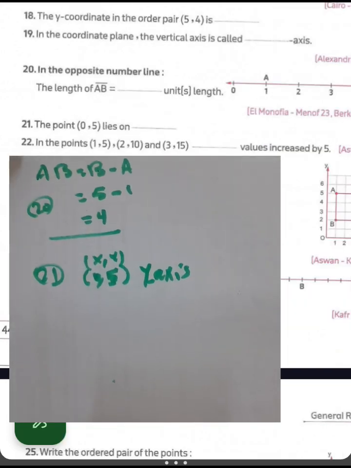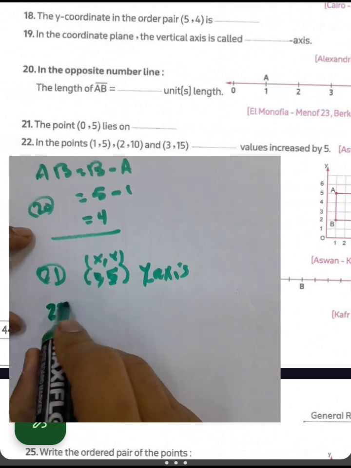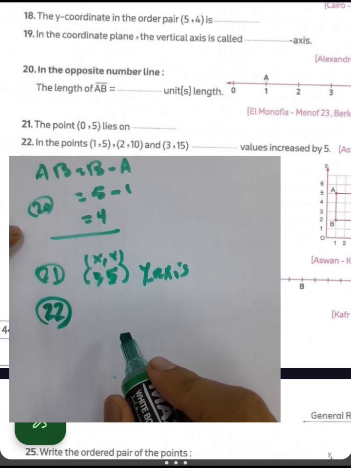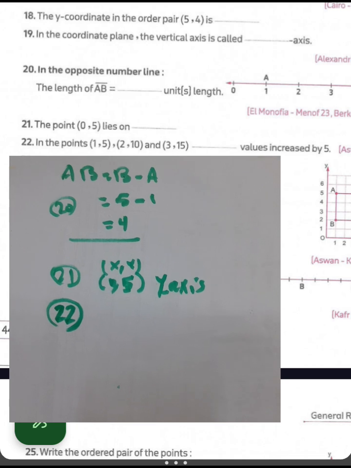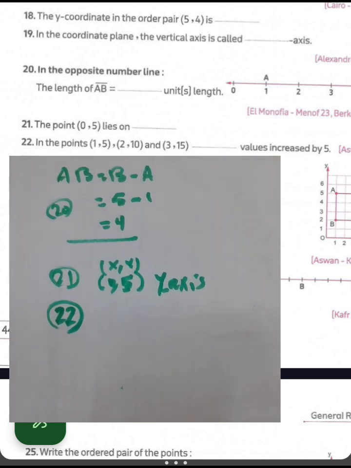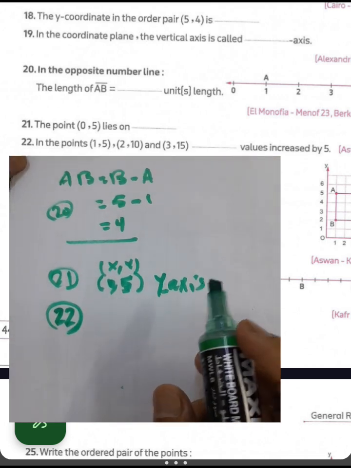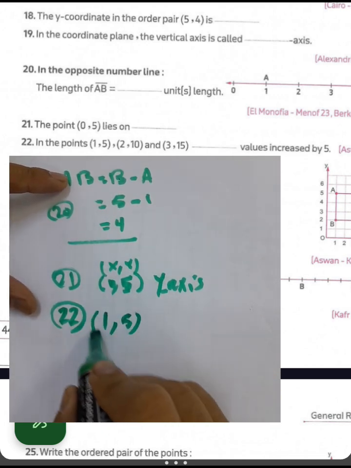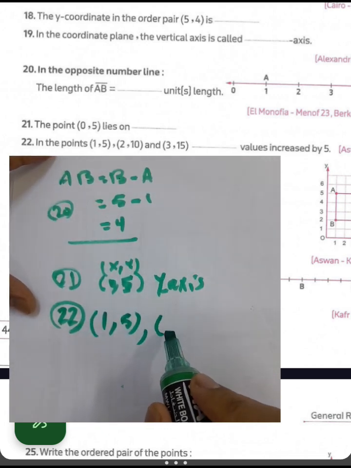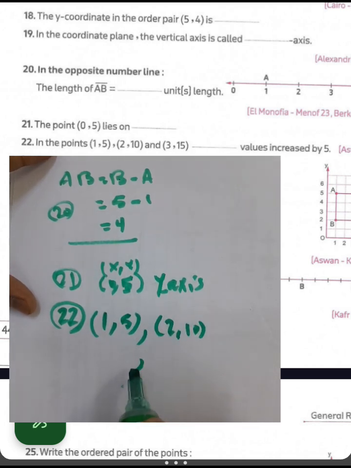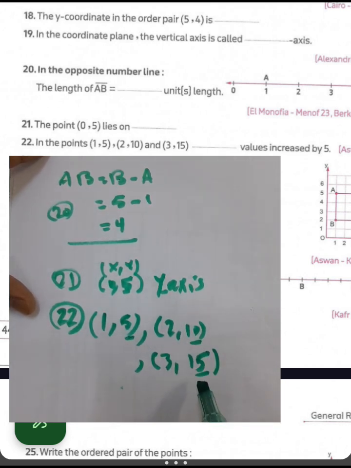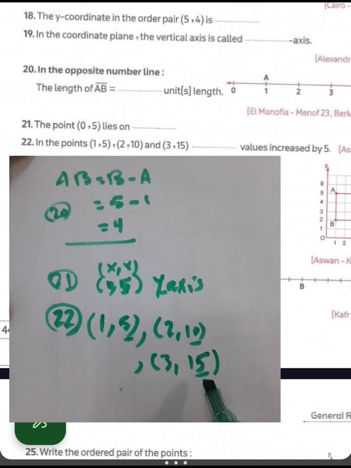Question 22. Using the points (1, 5), (2, 10), and (3, 15): the x values go 1, 2, 3 and the y values go 5, 10, 15. We know 5, 10, 15 increases by 5. Then the y values increase by 5. Write "y" in the space: y values increased by 5.